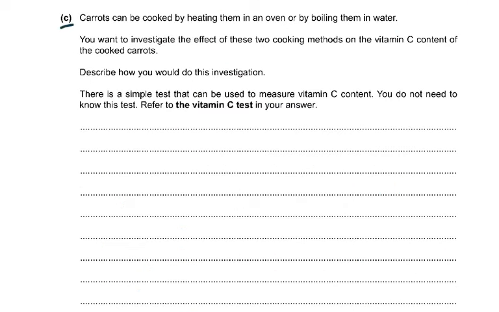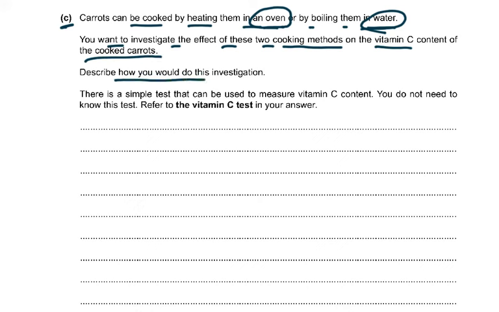Then coming to part C of the question, carrots can be cooked by heating them in an oven or by boiling them in water. You want to investigate the effect of these 2 cooking methods on the vitamin C content of the cooked carrots. Describe how you would do this investigation. There is a simple test that can be used to measure the vitamin C content. You do not need to know this test. Refer to the vitamin C test in your answer.